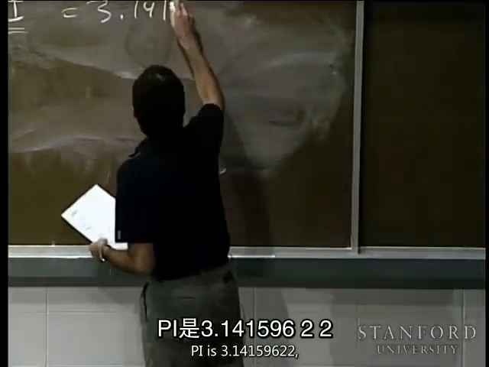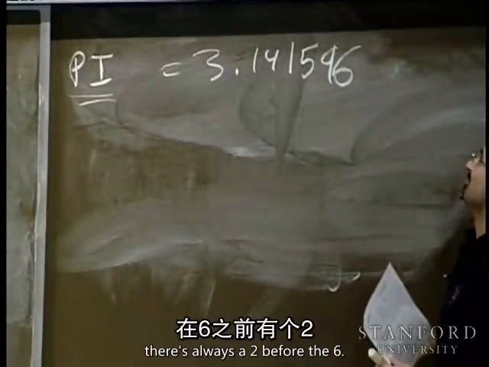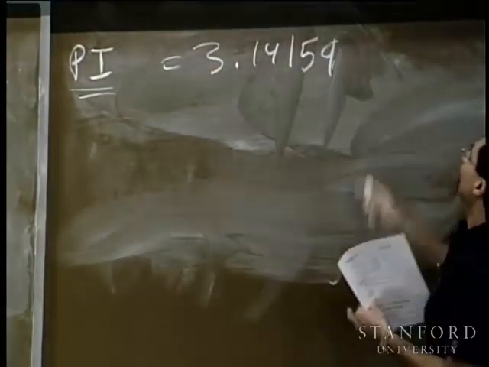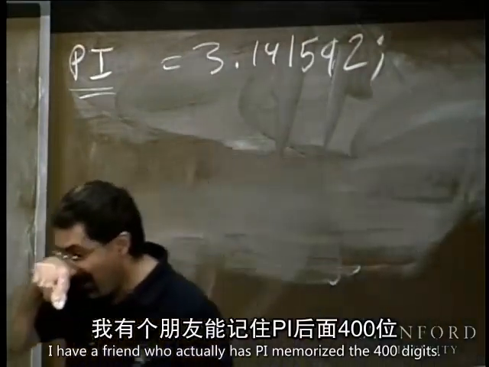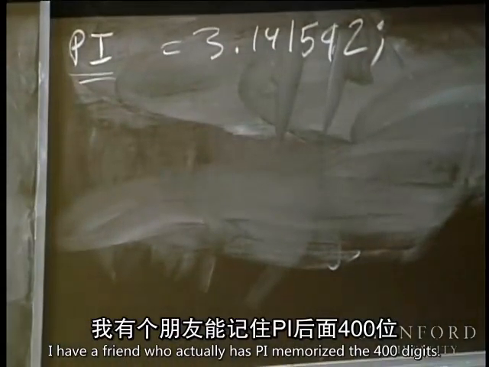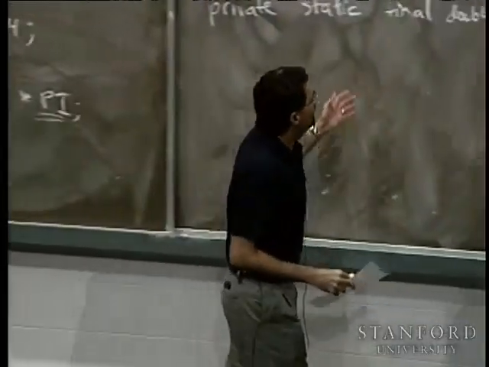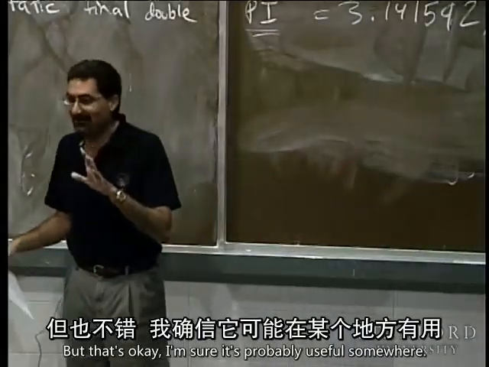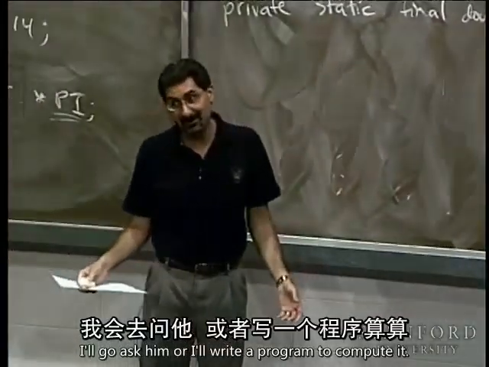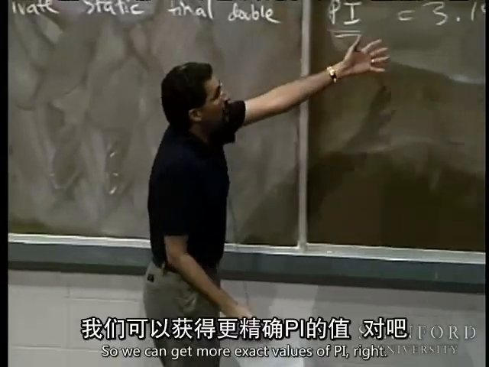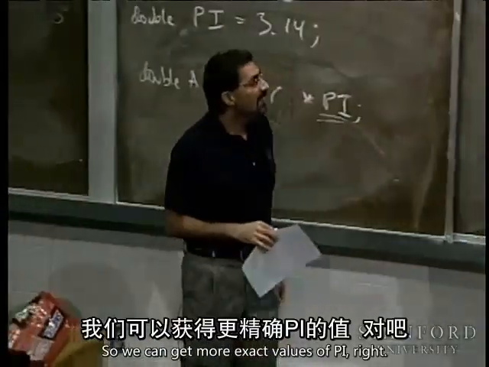Pi is 3.14159262. There's always a 2 before the 6. I'll stop there. I have a friend who actually has pi memorized to 400 digits. I was like, that was just a tremendous waste of your time. But that's okay. I'm sure it's probably useful somewhere. And if I really need to know, I'll go ask him, or I'll write a program to compute it. So we can get more exact values of pi, right?